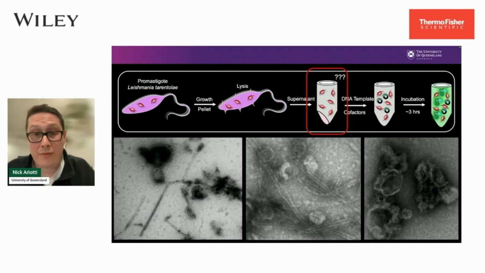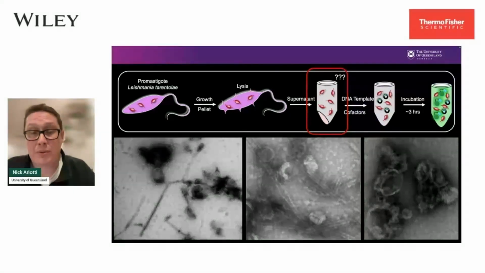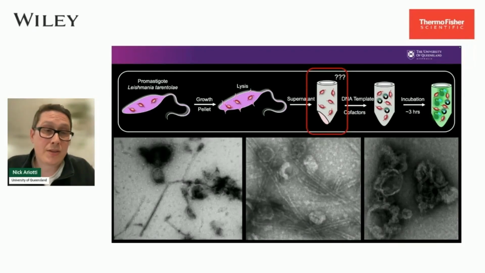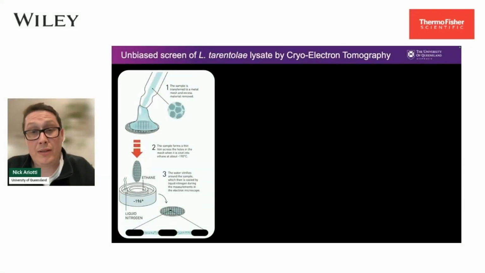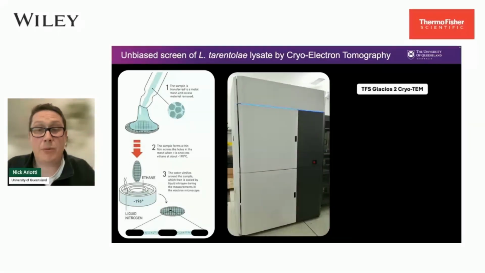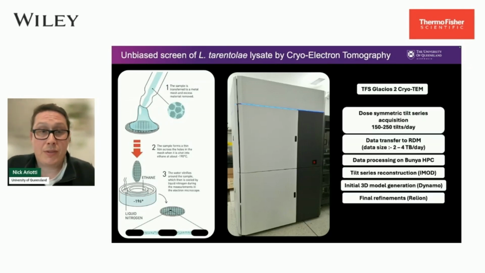Now, this gives us a broad view, but we really wanted a clearer view of what was present in this lysate, so we undertook an unbiased cryo-electron tomography screen of this lysate. Just like you would for any protein preparation and single particle analysis, we took our lysates, we put them on the grid, we plunge froze them, and then we transferred those grids into our Glacios 2 cryo-electron microscope. This microscope's been fitted with a Falcon 4 detector under the control of the latest version of the Thermo Fisher software for tomography. And this is regularly what we generate in terms of data on the system.